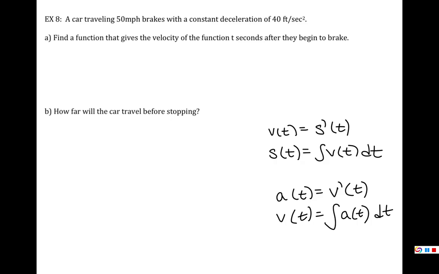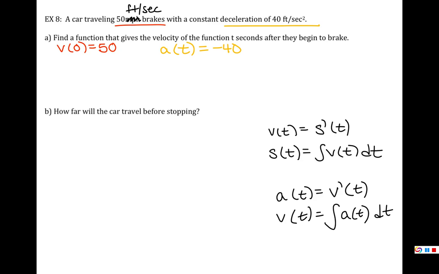It says a car traveling 50 miles per hour. Let's make those units the same, because I don't want to have to do a unit conversion. So let's say the car is traveling 50 feet per second. It brakes with a constant deceleration, so it's slowing down, 40 feet per second squared.